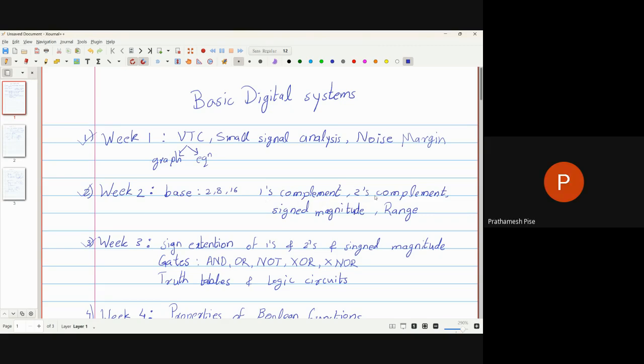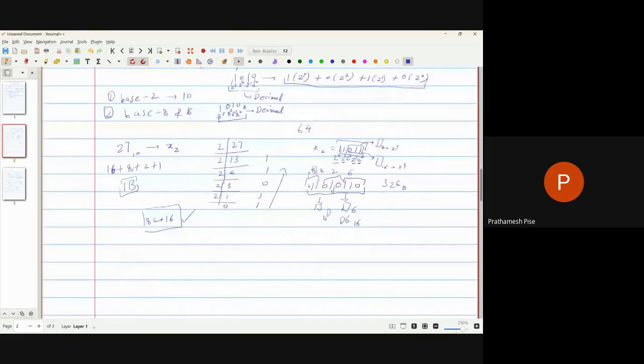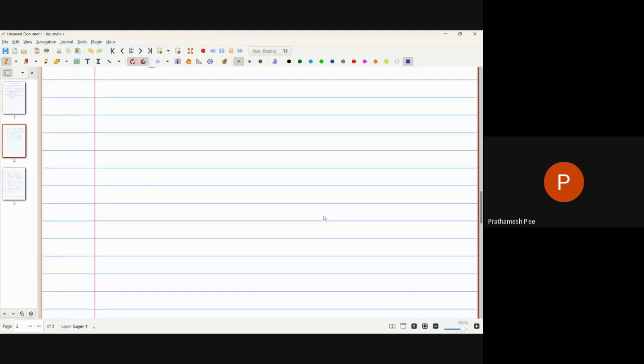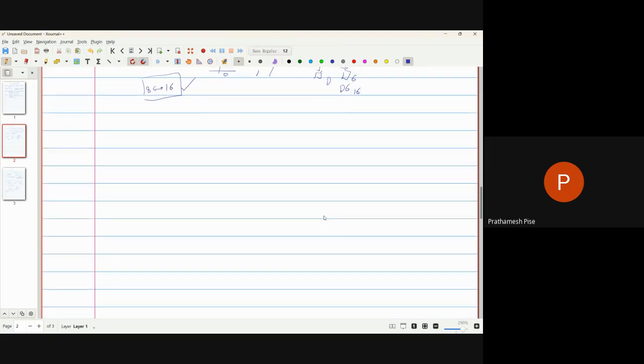We'll see one's complement, two's complement, and signed magnitude. We'll see signed magnitude first. Now we can represent any positive number and zero in binary, right? But to do algebra on computers, we also have to represent negative values. To do that, mathematicians came up with many methods. One of them is this signed magnitude method.